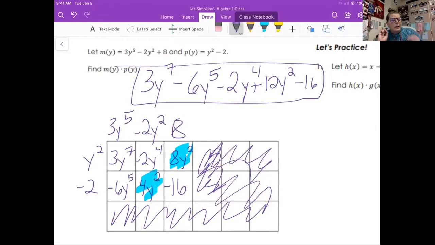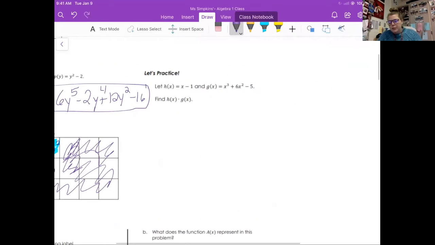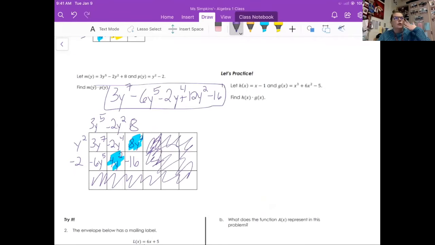Okay, we're going to do things a little bit backwards. I'm actually going to have you do the let's practice on your own and let me know when you're done because I want to check your answer. And then we're going to do the try it together. Digital students, go ahead and send me your answer when you're done with the let's practice number 1.